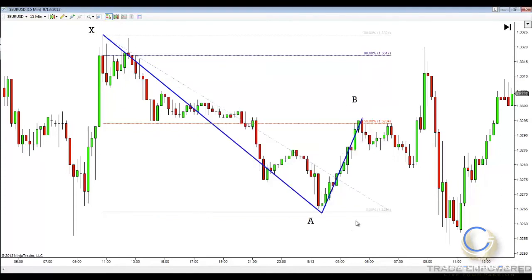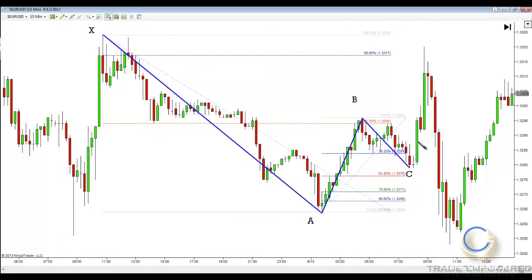For my C leg, I'm going to take my Fibonacci retracement tool once again, this time from my A leg to my B completion point, and I'm looking for at least a 382, which we easily get. We actually push down to the 50% retracement. Again, as long as we don't push beyond our A leg, this is fine.